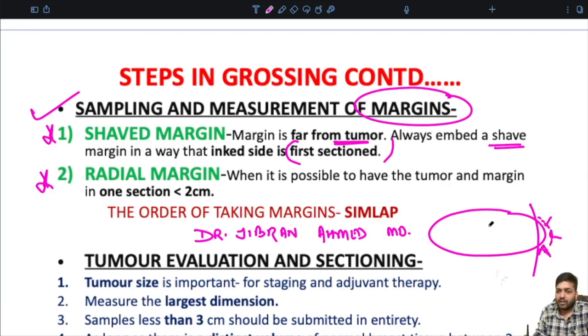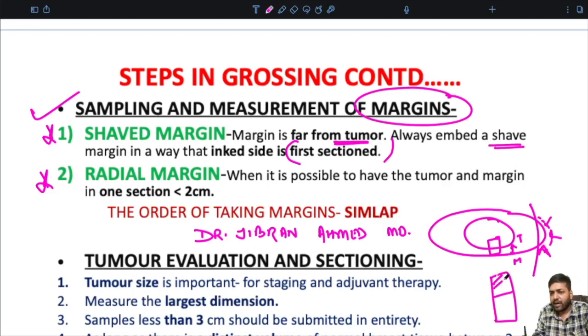Then there is the radial margin. Suppose the tumor is very big and very close to this margin. A radial margin is taken when the margin is very close, so you can take a perpendicular section like this. You can measure the distance between the tumor and the margin over here, and this is called the radial margin when it is very close. So you take a section like this. This part is the tumor, and this is the distance between the tumor and the margin. This is the radial margin, wherein the tumor and the margin are in the same section.